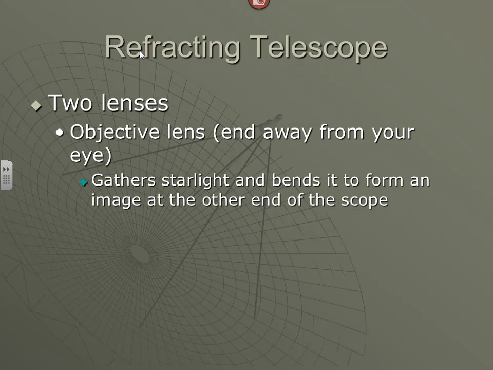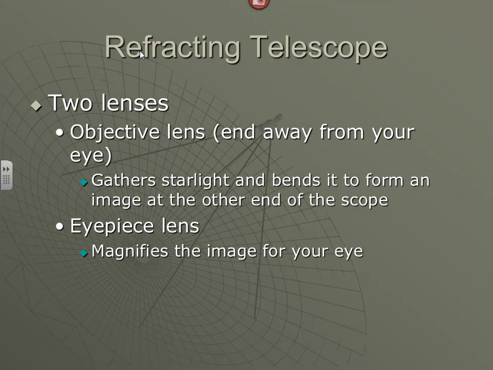It gathers the light and bends it to make an image at the other end. The other lens is called the eyepiece lens. As you would expect, this is the one that's right next to your eye when you're looking through a telescope. The purpose of the eyepiece lens is to magnify the image. So the objective lens makes the image. The eyepiece lens makes it bigger. This is the kind of telescope that you will actually get to use tomorrow and Thursday when we do our lab.